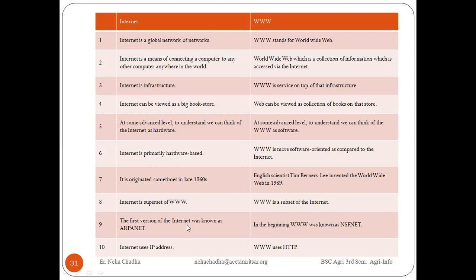The first version of the internet was known as ARPANET. In the beginning, World Wide Web was known as NSFNet. The internet uses IP addresses. World Wide Web uses HTTP. These are the protocols, meaning rules and regulations, that they have to obey, either the internet or World Wide Web. IP is the internet protocol that the internet has to follow. HTTP is the hypertext transfer protocol that World Wide Web has to follow.